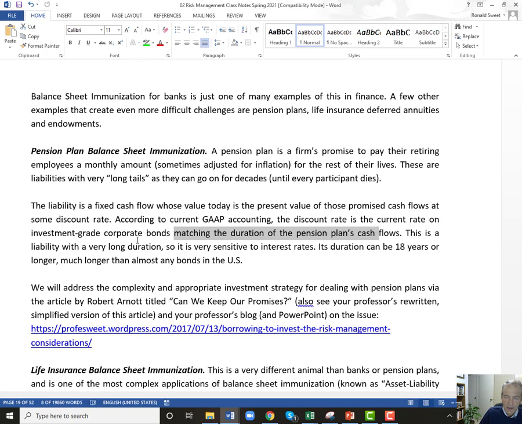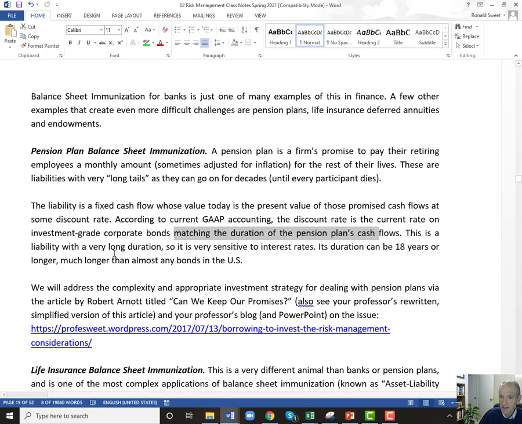A typical long-term corporate bond might have a duration of 8, 9, 10 years. 10 years is about as far out as you can go. A 30-year treasury could have a duration of, say, 18, 19 years. So it's hard to get durations above 15 years in the bond market. But a pension plan could have a duration of 22, 23 years. They're extremely long duration liabilities. So it's a liability with very, very long duration.